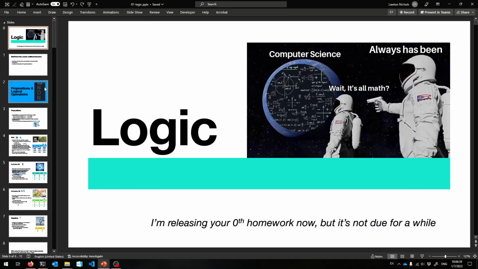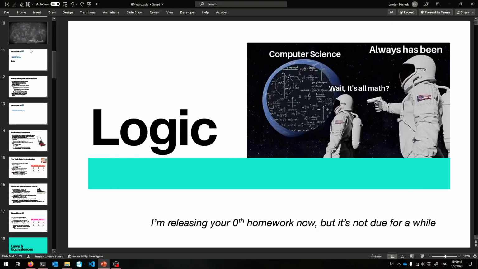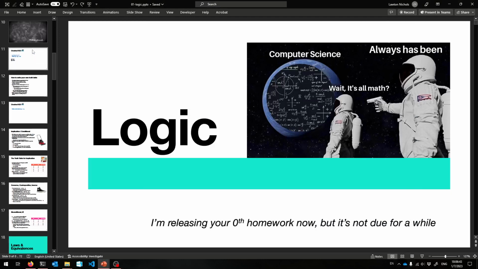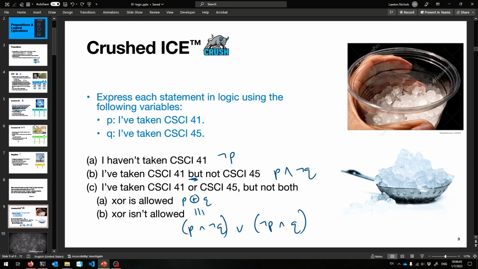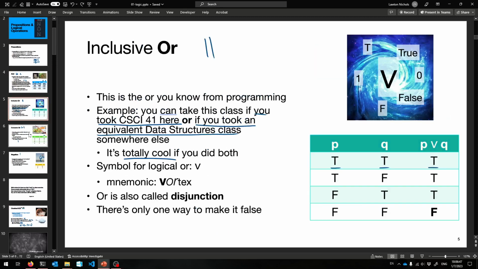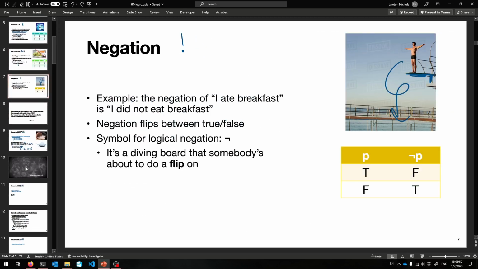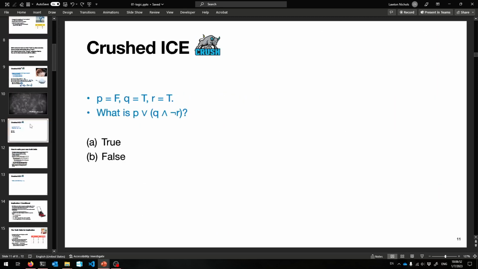Alright, welcome back. Let us continue our logic slides. We will be on them for a while, but we stopped after getting some practice with all these different logical connectives that we've learned, and let's keep going with them. So please take a second to pause the video and see if you can do this one.